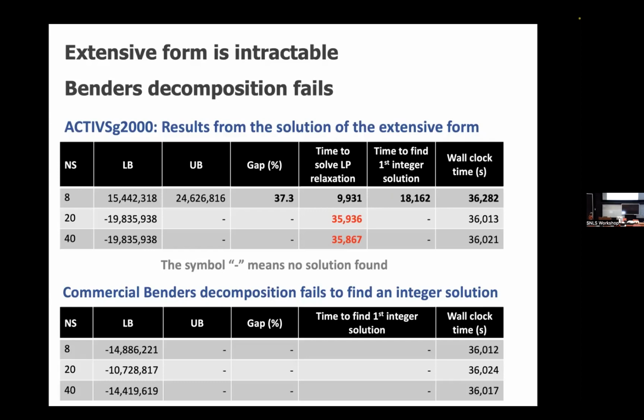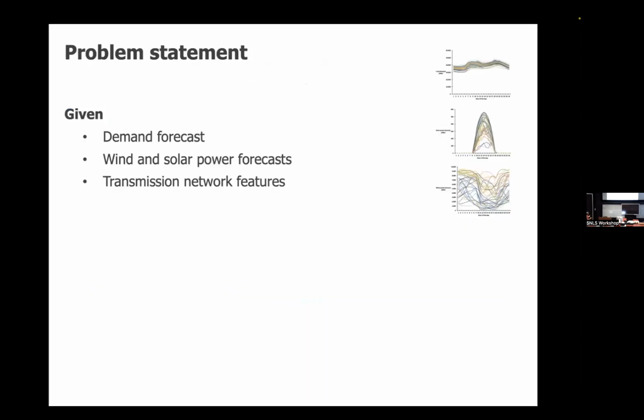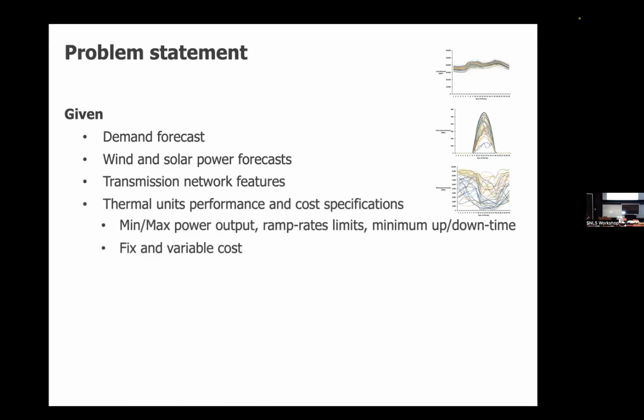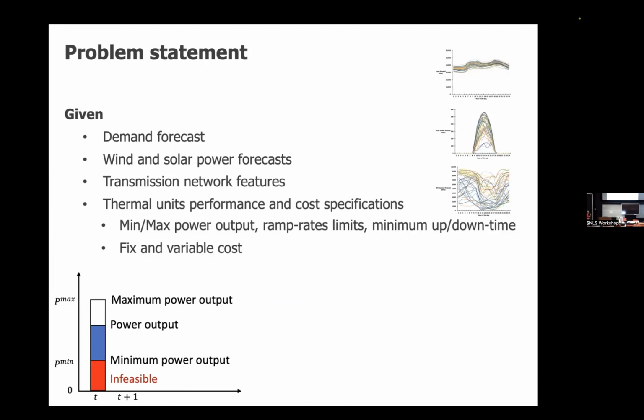So what is the problem statement of this problem? Given is the demand forecast for each node that has demand, the wind and solar power forecast for each node where we have this type of farms. We know the transmission network features. We know all the characteristics of the thermal units, and these thermal units are the ones that bring the binary variables. And why do they bring the binary variables? Because these power units have a discontinuous variable for the power production.